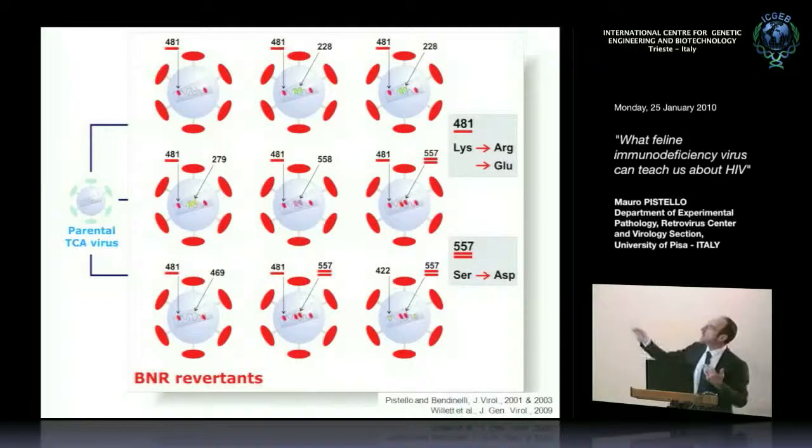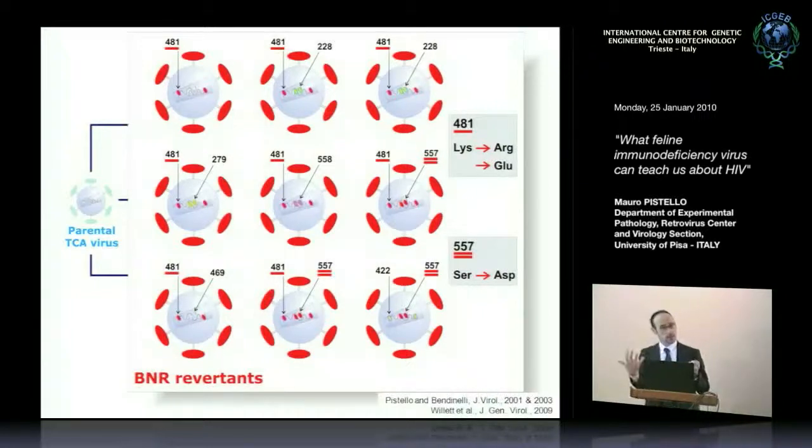And for these mutations, we did some study with a colleague working in Glasgow, the person who discovered the CD134 as the main receptor. So we observed that whenever one or either mutation is present, the virus does not interact anymore with the CD134.